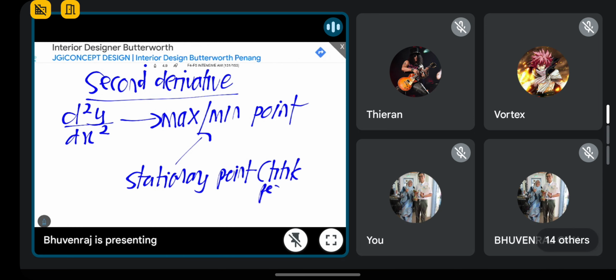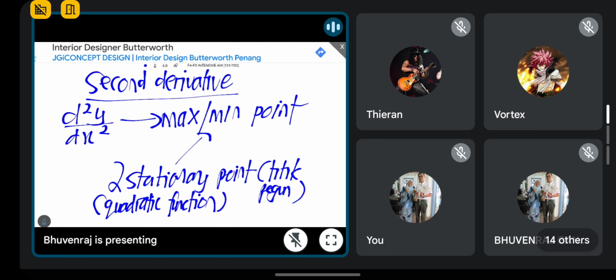Okay, you will have a stationary point. Usually, you will have two stationary points in the question. Kamu akan dapat jawapan dua titik pegun because you will have a quadratic function. As you guys know very well, a quadratic function usually will give you 2 x values, right? Kamu akan dapat dua nilai x dari penyelesaian fungsi kuadratik.